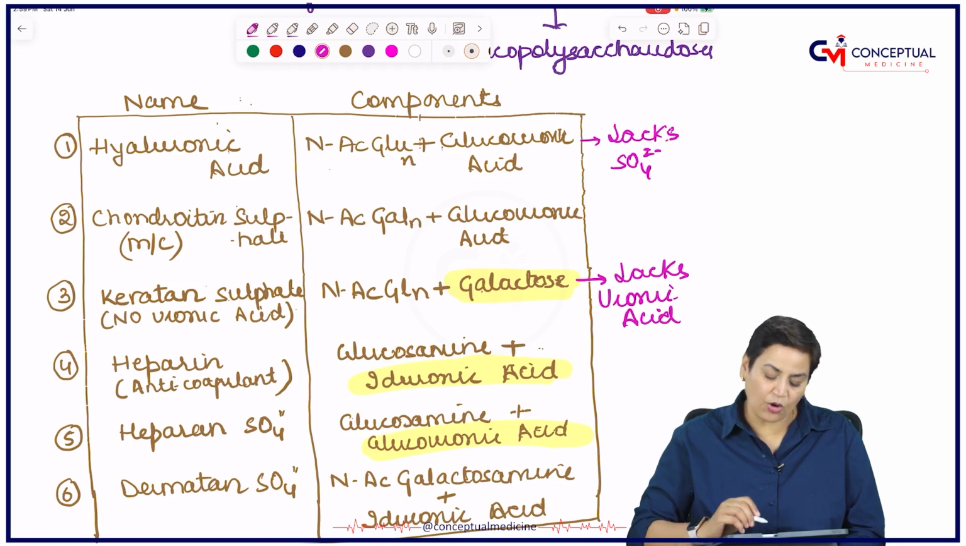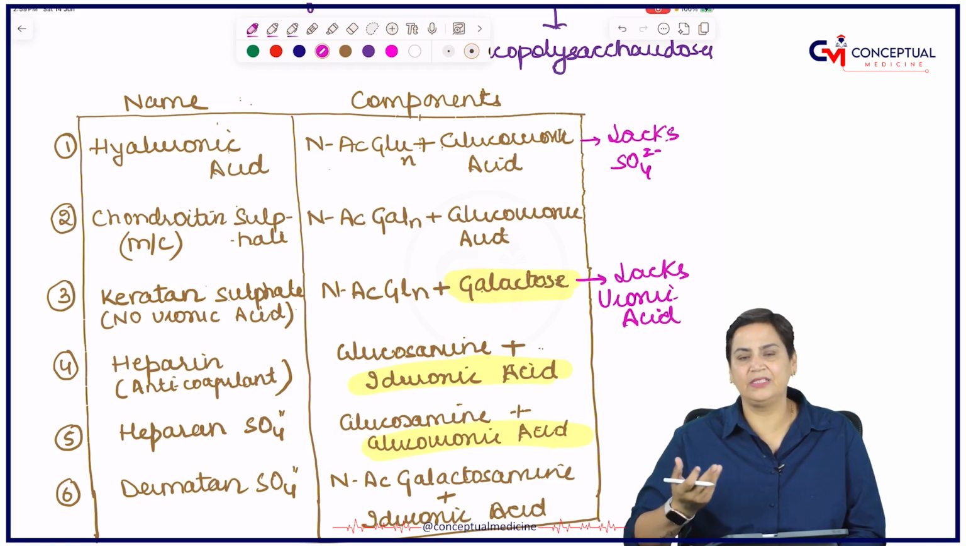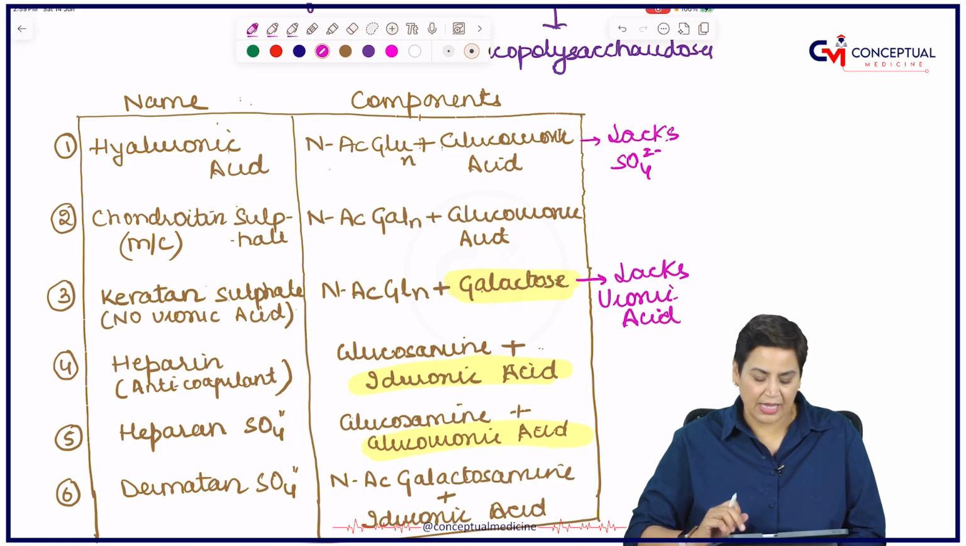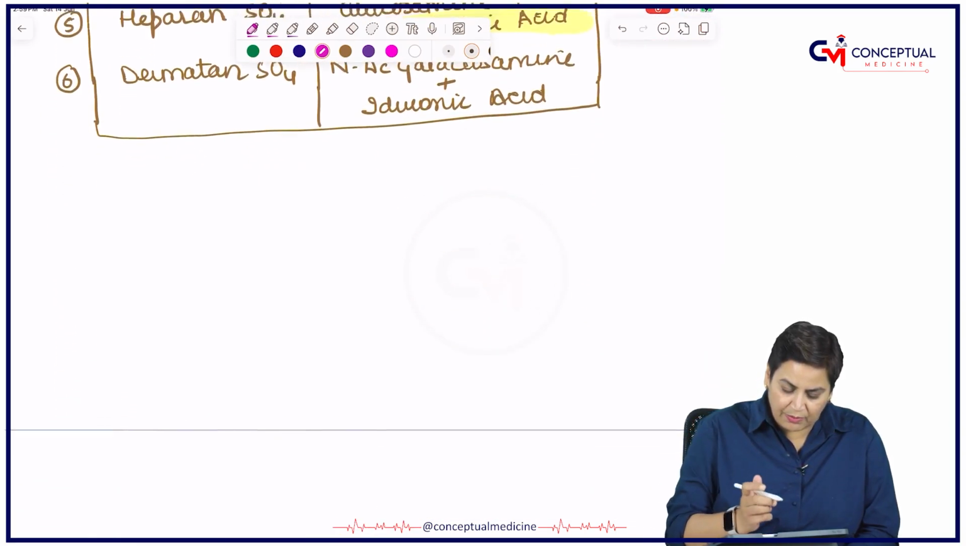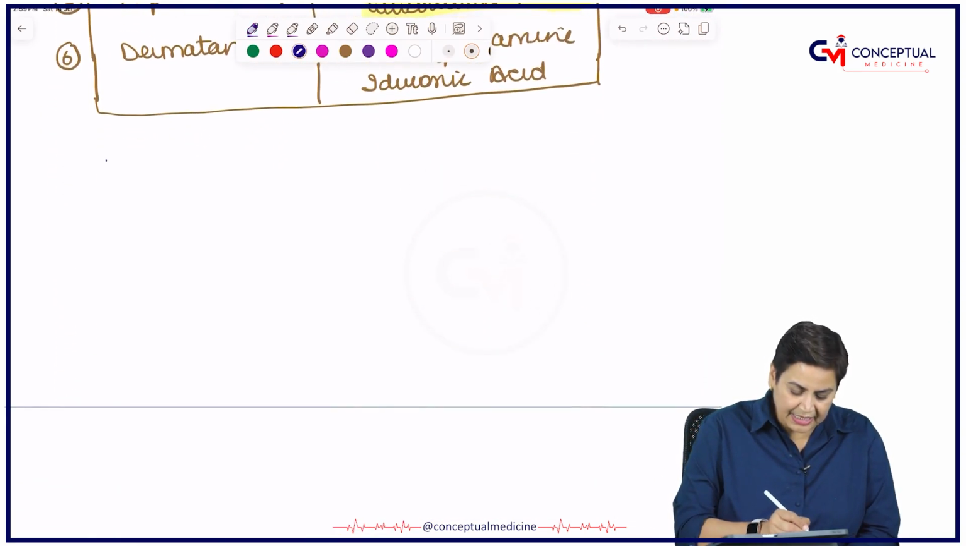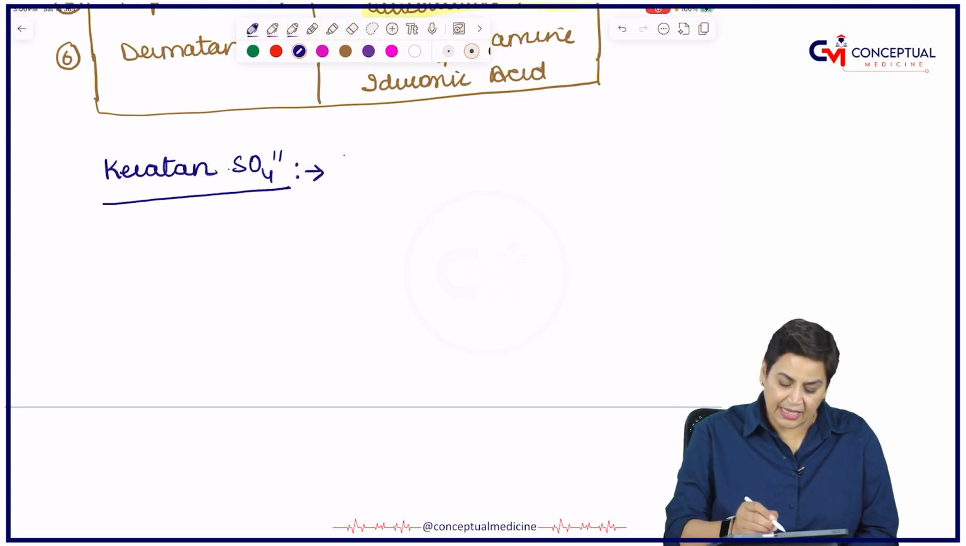And dermatan sulfate and chondroitin sulfate are the most commonly found mucopolysaccharides, or heteropolysaccharides. Dermatan is present in the skin, it is clear from the word itself. Chondroitin sulfate is further of 4 types: A, B, C and D. Basically, dermatan sulfate is nothing but chondroitin sulfate B. Now, the most important points we are going to discuss in detail. One is keratan sulfate. Just now I told you it lacks uronic acid.